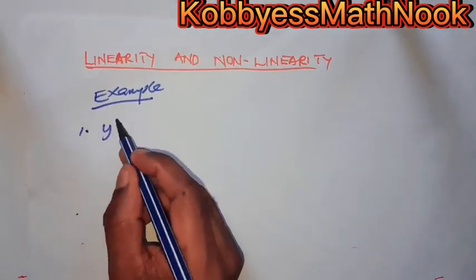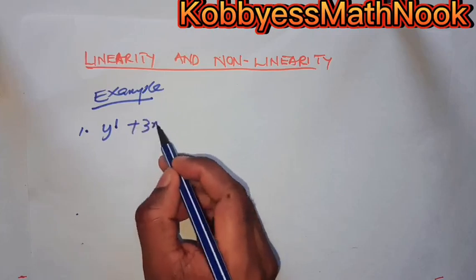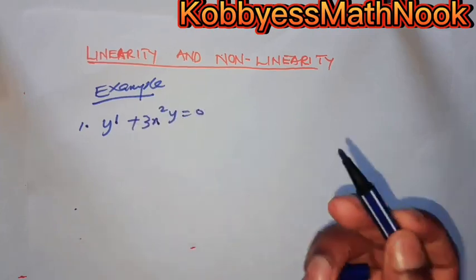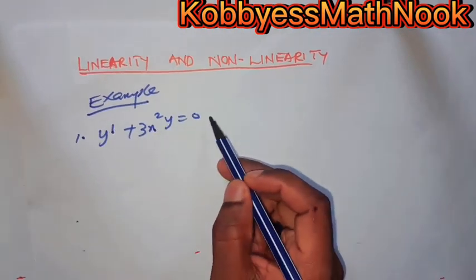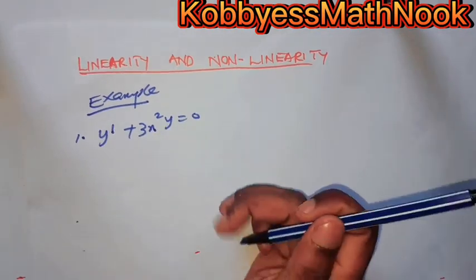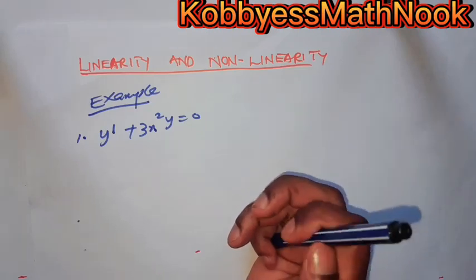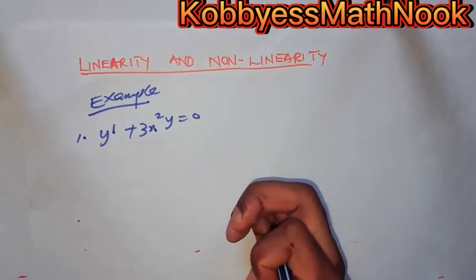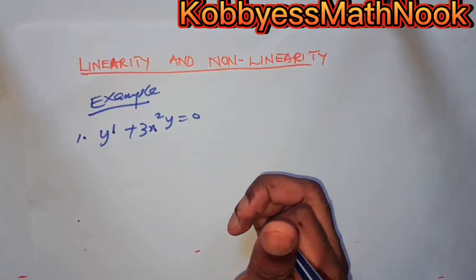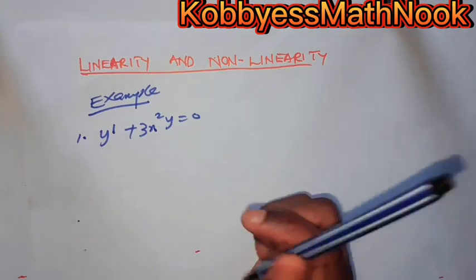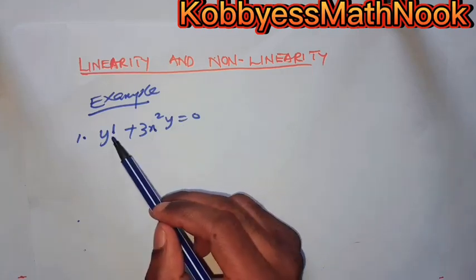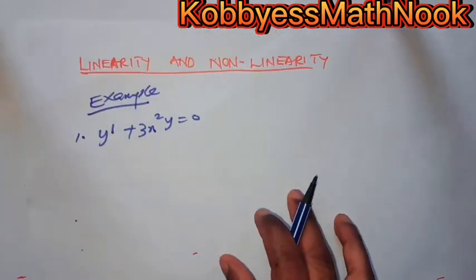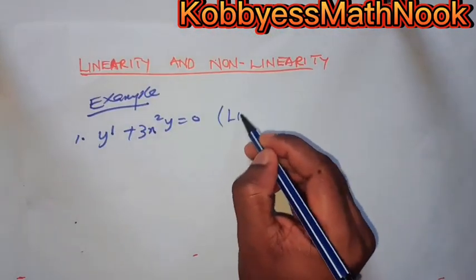Example 1. Assuming we have y prime plus 3x squared y equals 0. Is it linear or non-linear? We said that for a differential equation to be linear, the dependent variable and its derivative must occur in first degree. This is the dependent variable, is it in the first degree? Yes. The derivative too is in the first degree, hence it's linear.